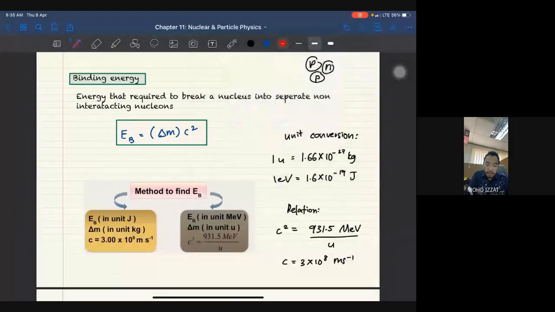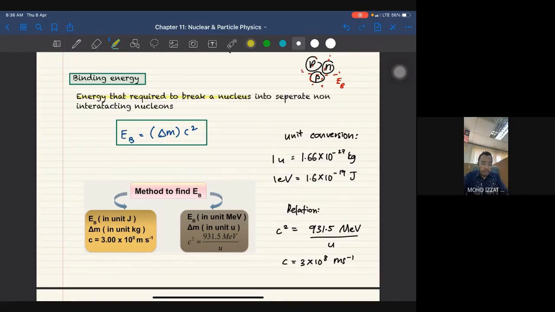Obviously if you want to break the protons and neutrons apart, this is the EB, you have to overcome the EB energy. So this is what you call the energy required to break a nucleus into separate non-interacting nucleons.